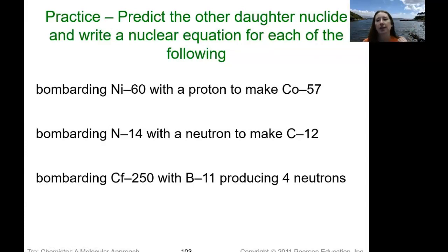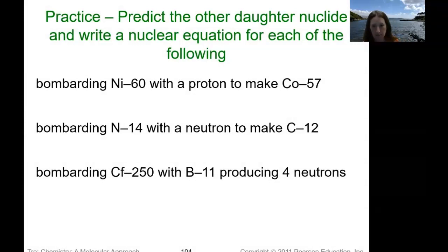All right, so let's predict the daughter nuclide and write the nuclear equation for each of the following. When we do this, it's just like nuclear equations. In this case, we have nickel 60, with atomic number 28. It has to be balanced, and it's reacting with a proton, so that's our proton, and it makes cobalt 57. Cobalt is 27.